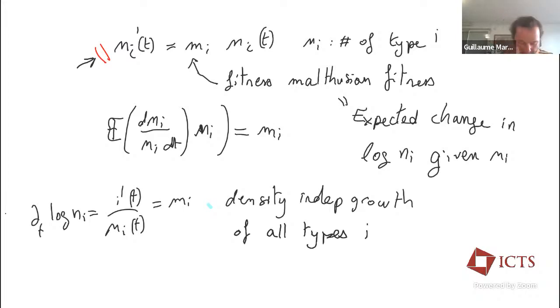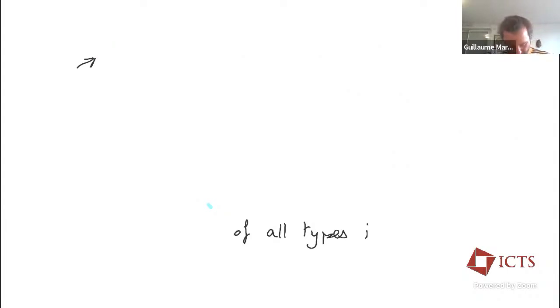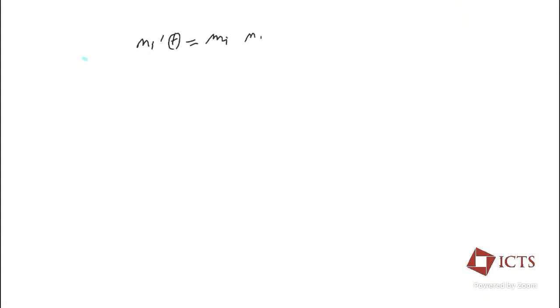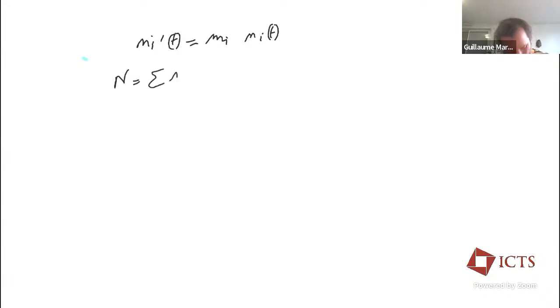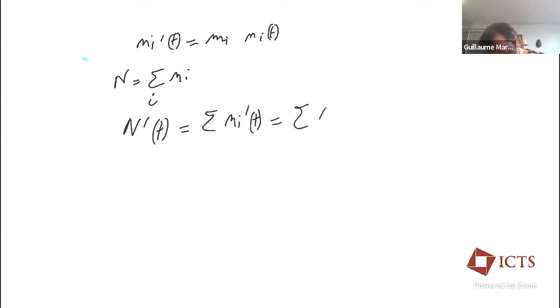So the connection between demography and evolution is going to be through this. If we have ni prime of t equals mi ni, then you look at the total population size of the population, big N equals the sum of ni over i. So several types together. Then you have that n prime of t equals the sum of the ni prime, which is the sum of the mi ni.